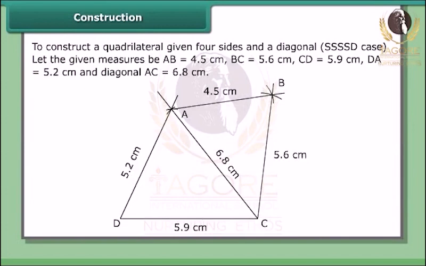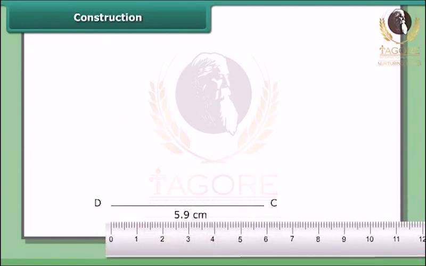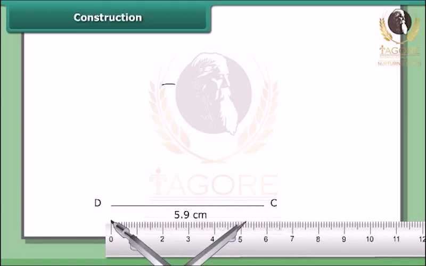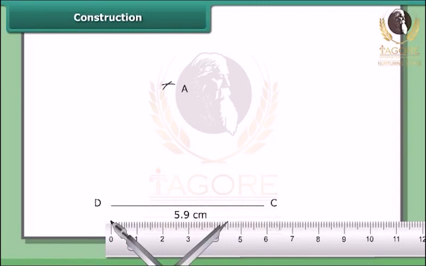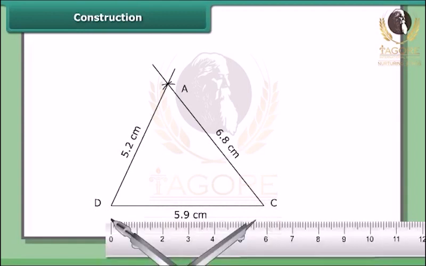Constructing triangle ADC. Draw DC, which is equal to 5.9 cm. With C as center and radius 6.8 cm, draw an arc. With D as center and radius as 5.2 cm, draw another arc to cut the previous arc at A. Join CA and DA.